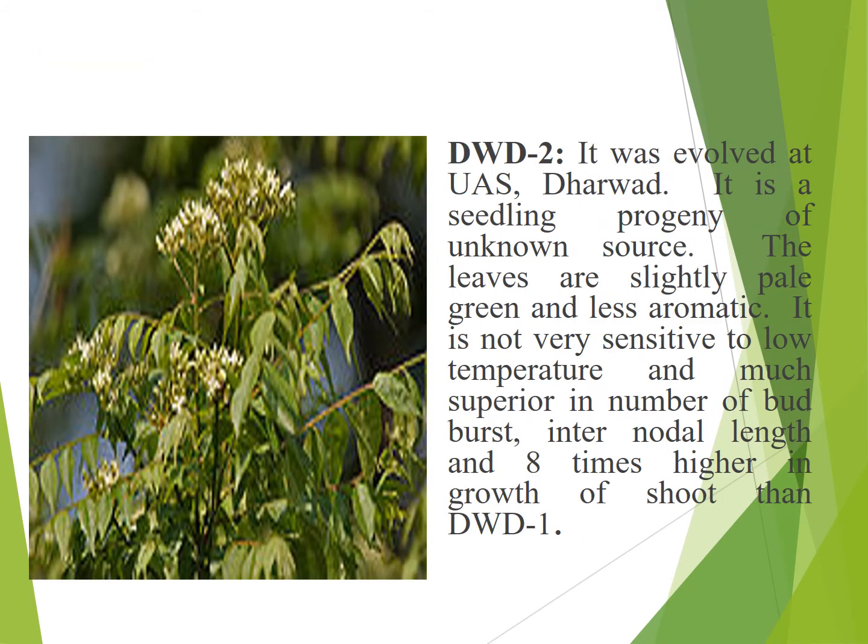Second one is DWD2, meaning Dharwad 2. It was evolved at the University of Agricultural Sciences, Dharwad. It is a seedling progeny of unknown source, and the characteristic of this variety is that the leaves are slightly pale green and less aromatic as compared to Dharwad 1 or the Suhasini variety. It is not very sensitive to low temperature and has a much superior number of buds burst. The internodal length is longer and there is 8 times higher growth of shoots than the Suhasini variety, meaning DWD1.